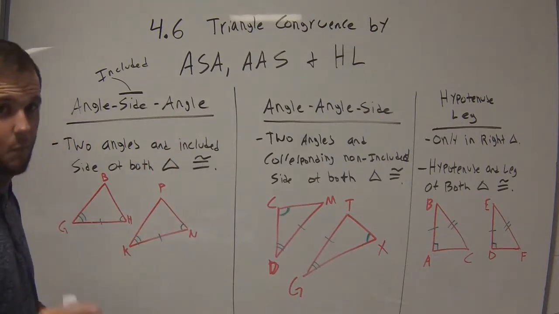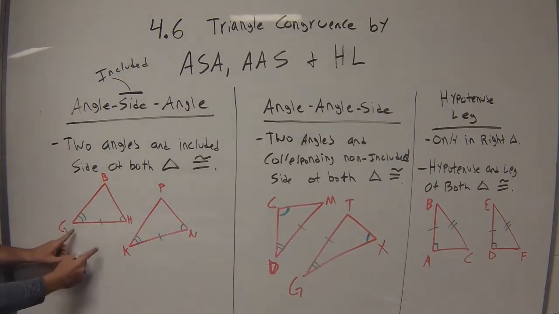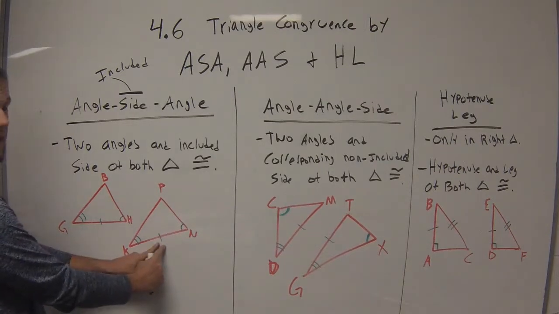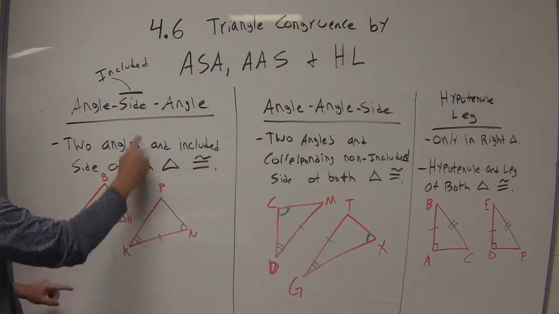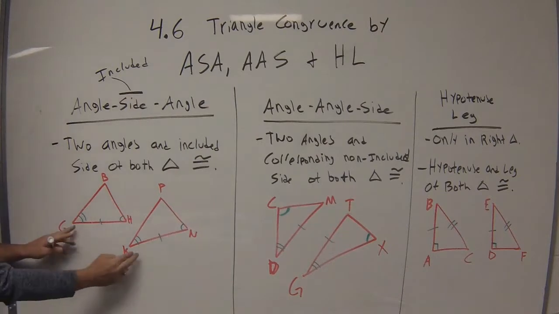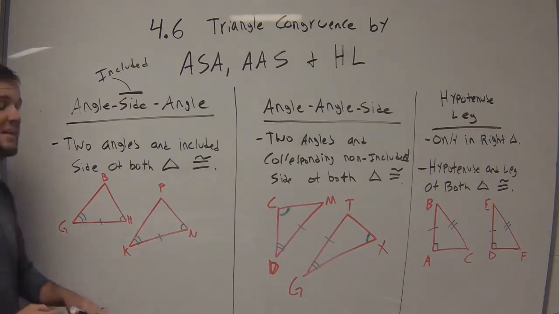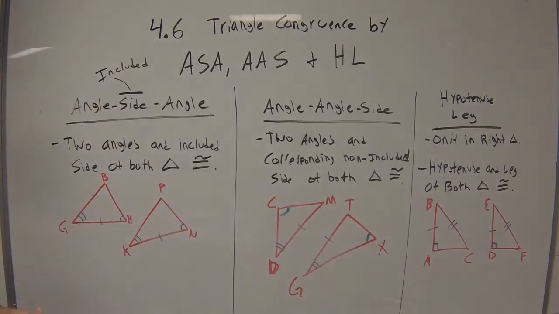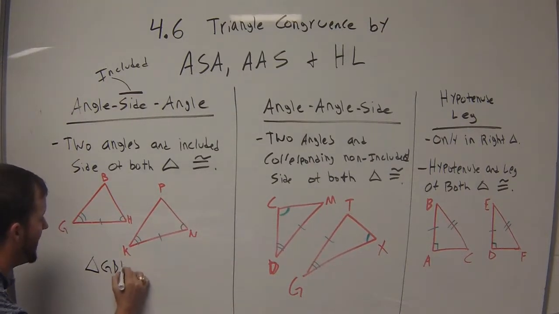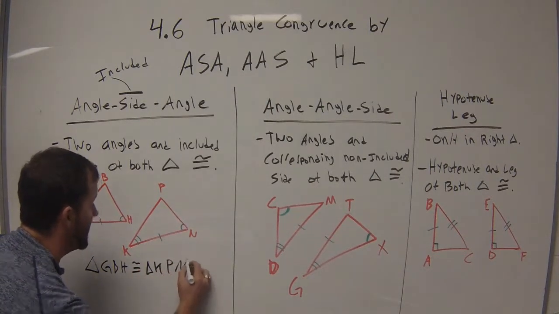But now here's the kicker. We have to make sure that the side in between those is congruent as well. Let's go ahead and look. In between G and H, the side has one notch. In between K and N, the side has one notch. So the included side is also congruent. Since the two angles are congruent and the side in the middle is congruent as well, that means these two triangles are indeed congruent to each other. So that means triangle GBH would indeed be congruent to triangle KPN.